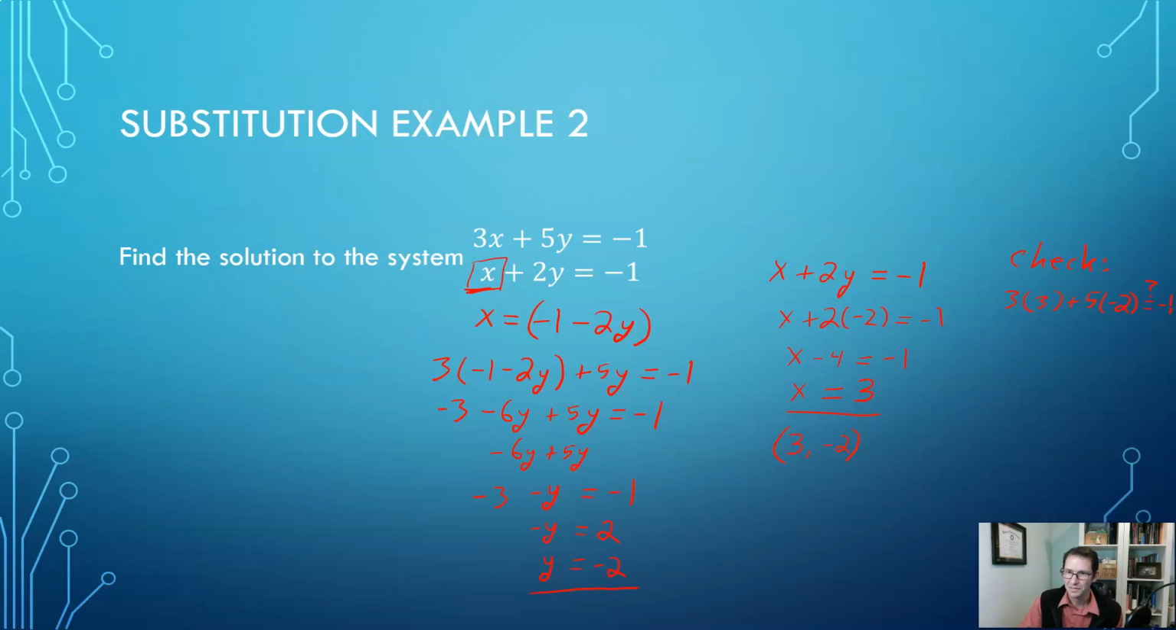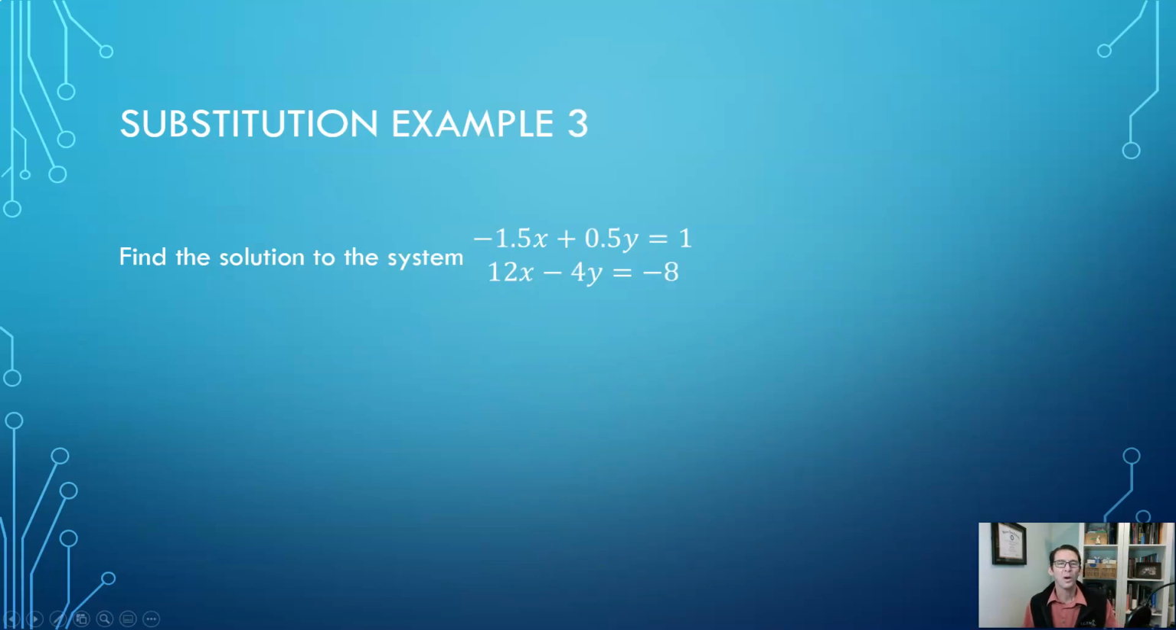And I want to know if that does, in fact, equal -1. Well, let's see. So 3 times 3 is 9. 5 times -2 is -10. And if I add those together, sure enough, I get -1. So I checked. I feel confident now by saying that if I were to graph these, they would intersect at the point 3, -2. One more example, and then we're going to call it good.